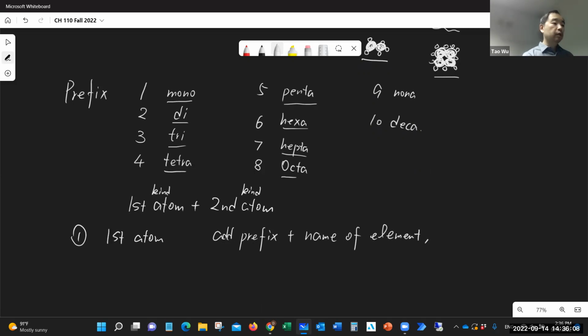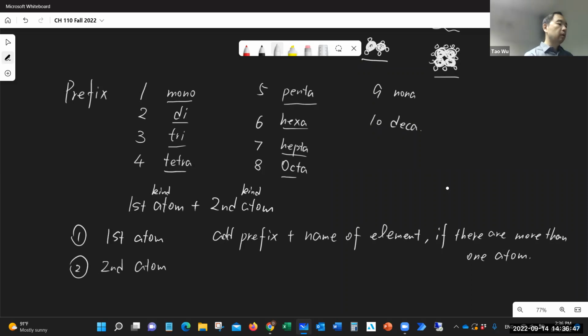Okay, so if there are more than 1 atoms for the first atom, then we need to specify the prefix. But if we only have 1 atom for the first atom, then you don't have to specify. Okay, yeah. The second rule is for the second atom.